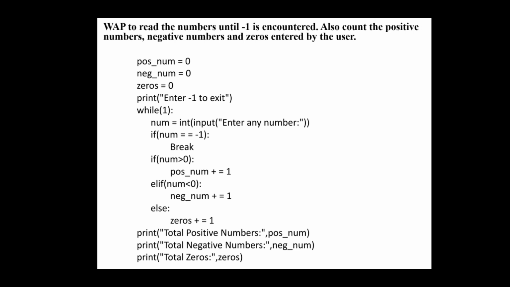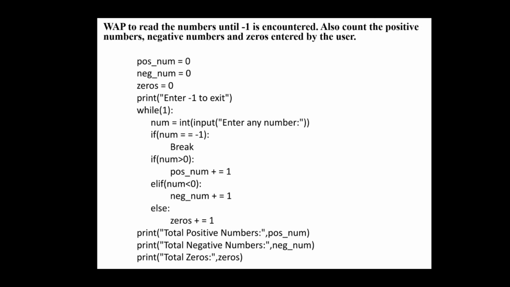This time the user enters, suppose, 5. Then again check num == -1. No. Now num > 0, that is 5 > 0. Yes. So positive number, previously it was 1, now again we have another positive number. So 1 plus 1 equal to 2. Again ask the user to enter a number.